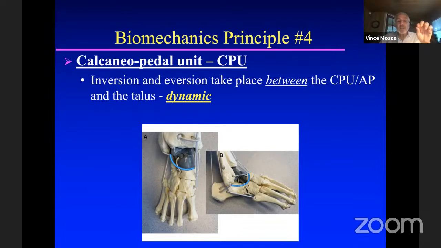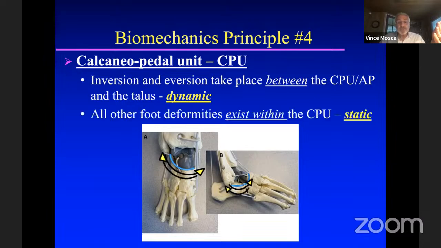So I call inversion and eversion between the CPU and the talus dynamic motion. They give you inversion and eversion. All the other foot deformity, and that's where it moves, but that's also where the movement may stop. When inversion gets stuck in varus, it's a deformity. When eversion gets stuck in valgus, it's a deformity.